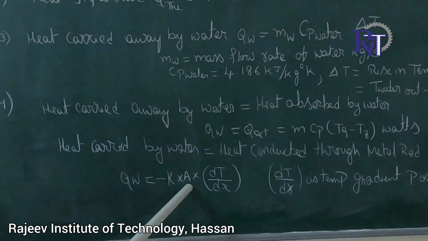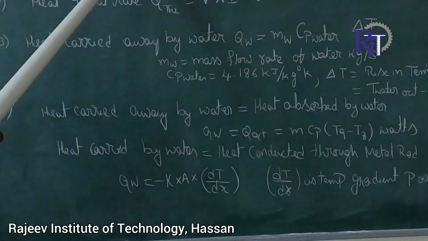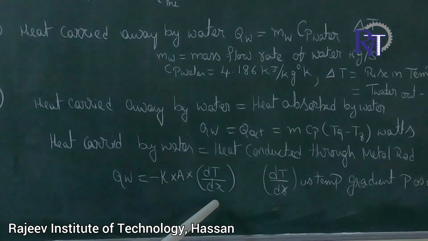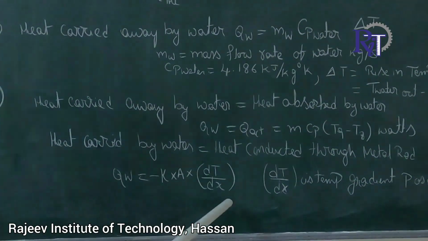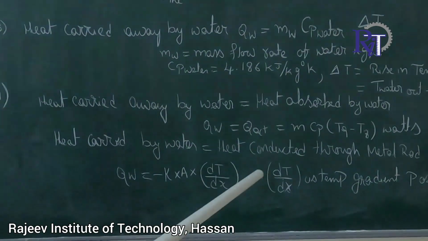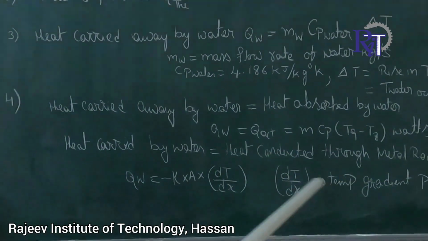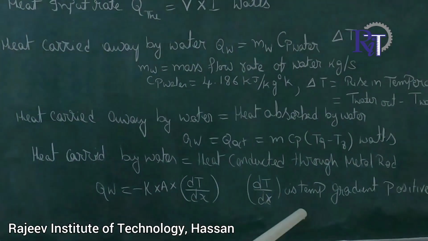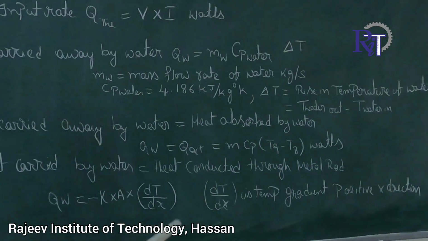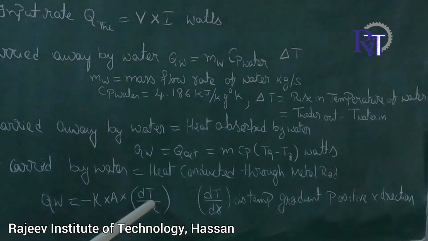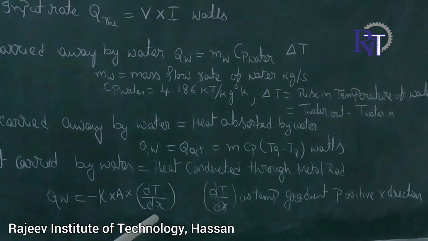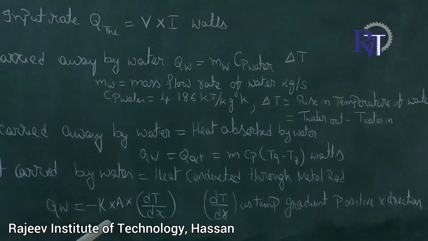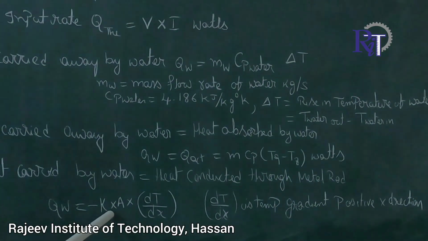You know the value of the area A, which has been calculated here, and here we need to find out dt by dx. This is the temperature gradient. For this we need to draw the graph. With the help of thermocouples we have found the temperature at different points. So we are going to draw the graph, with the x-axis as distance and the y-axis as temperature. By taking the slope of that graph, you will get the value of dt by dx. You know the value of dt by dx, you know the value of area, and you know the value of QW. Then you can find out the value of thermal conductivity of the given metal rod.